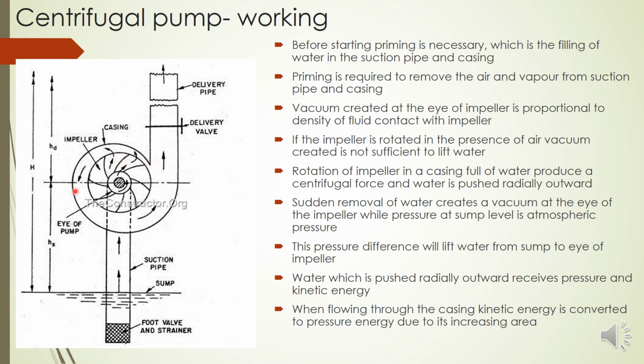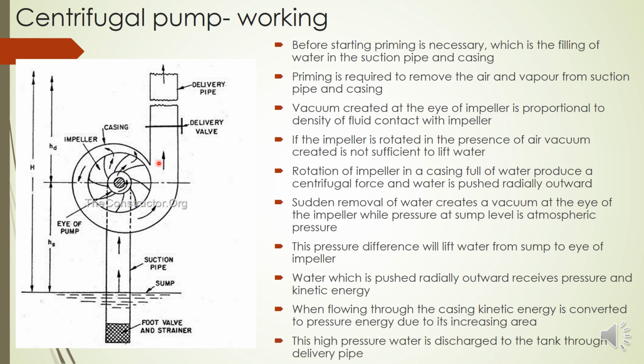So when the water goes through this casing and reaches the outlet, it will be very high pressure water. This high pressure water will open the delivery valve, or it will not need to open the delivery valve because we have already set it to a particular position. It will go to the delivery tank, because here we have high pressure water and in the delivery tank we have only atmospheric pressure. So that is the working of the centrifugal pump.